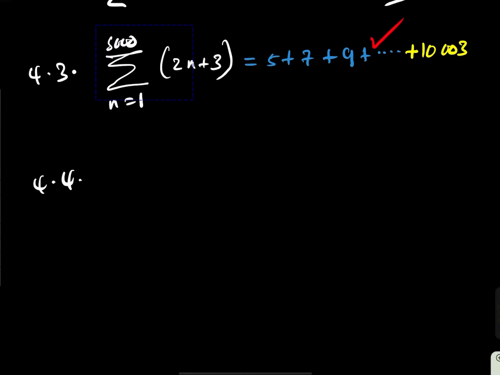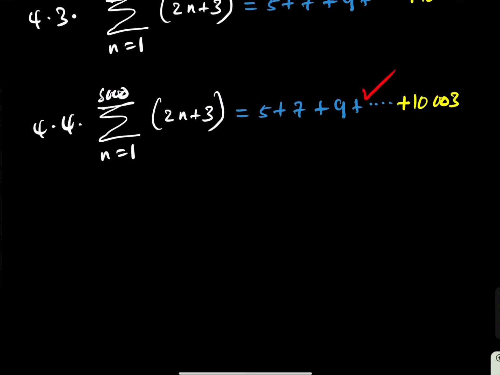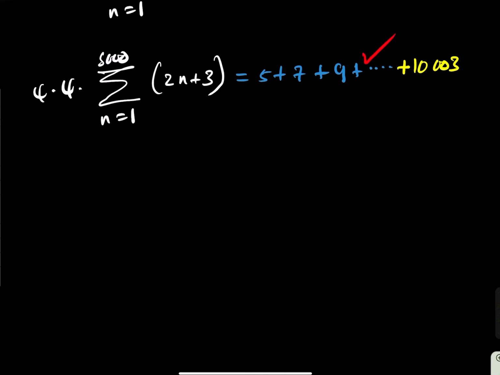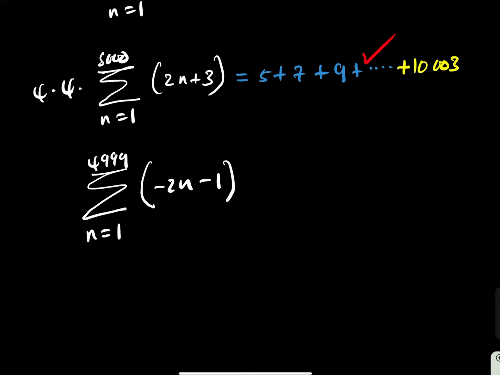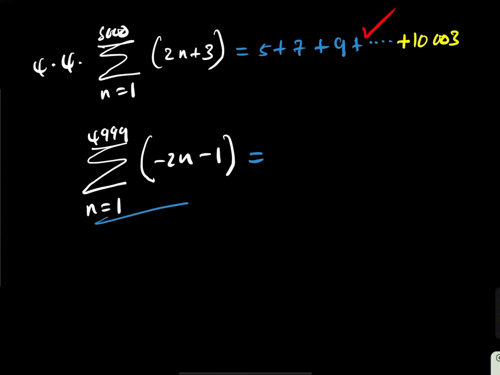First thing first, I have this one. Let me just bring it here, and then now I need to also get the other one. The other one is from n equals 1 to 4,999 of negative 2n minus 1. This is what we have. The same way, we can expand this one to find out the first 3 terms and the last term. Let's expand this one.